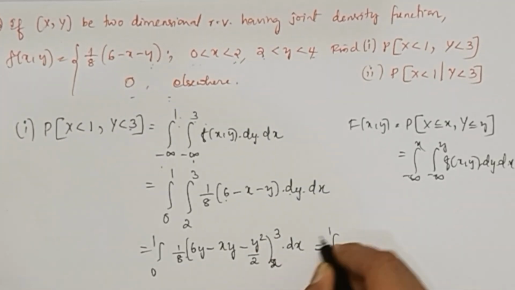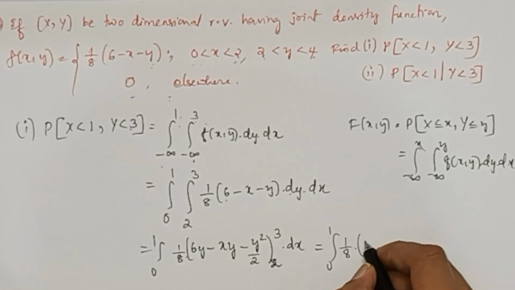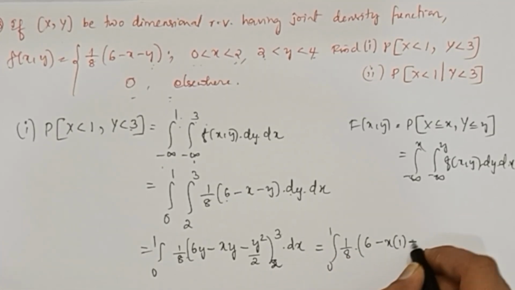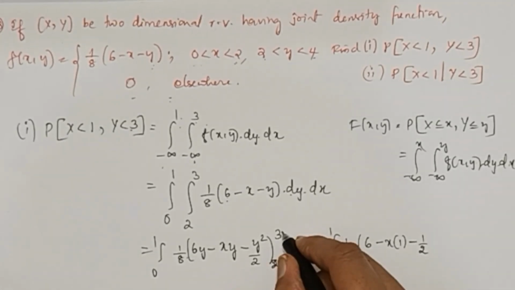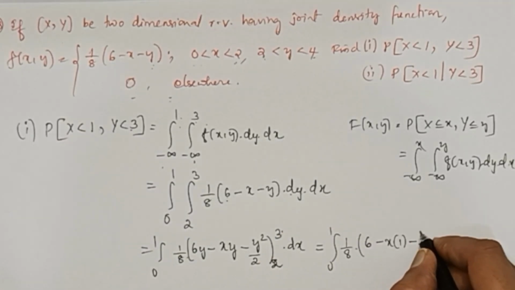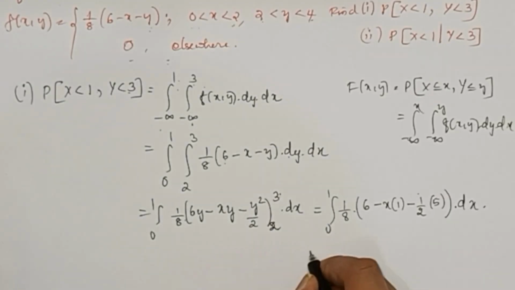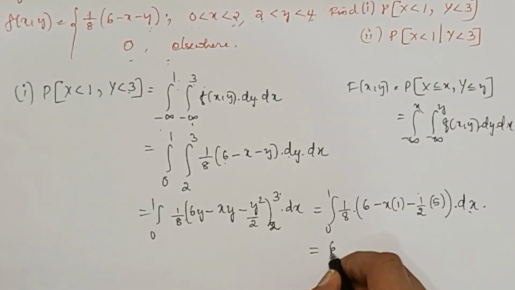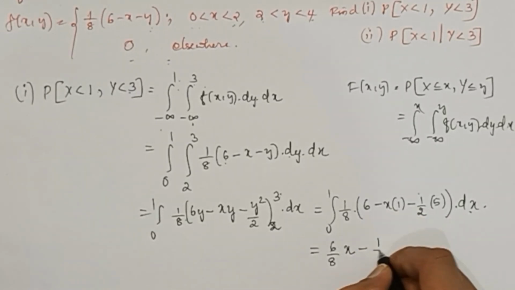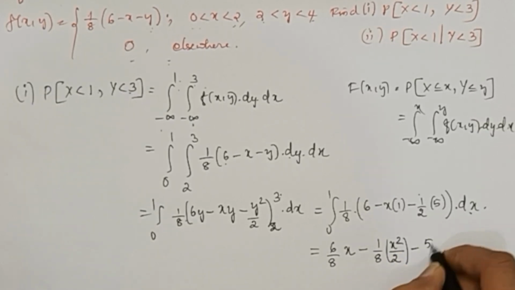Now let us evaluate this. 1 by 8 into 6 into upper limit 3 minus 2, that is 1, minus x into again 3 minus 2, that is also 1, minus 1 by 2 into 3 square is 9 minus 4, 9 minus 4 is 5. So you will get here 5 with respect to x. So now you have to integrate with respect to x. 6 by 8 is a constant. Integral of 1 with respect to x is x, minus 1 by 8 is a constant. Integral of x with respect to x is x square by 2, minus 5 by 2 is a constant.